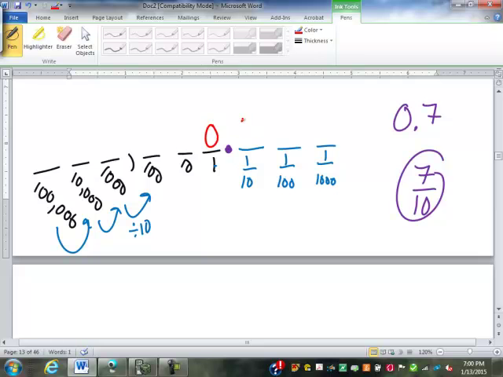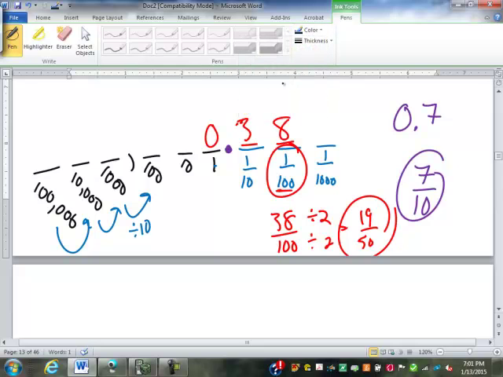If we have 0.38, well, this is 38 hundredths. The last digit is in the hundredths place. So right, it is 38 over 100, and of course we would reduce that. What can both of those be divided by? 2. Here's 19/50ths.